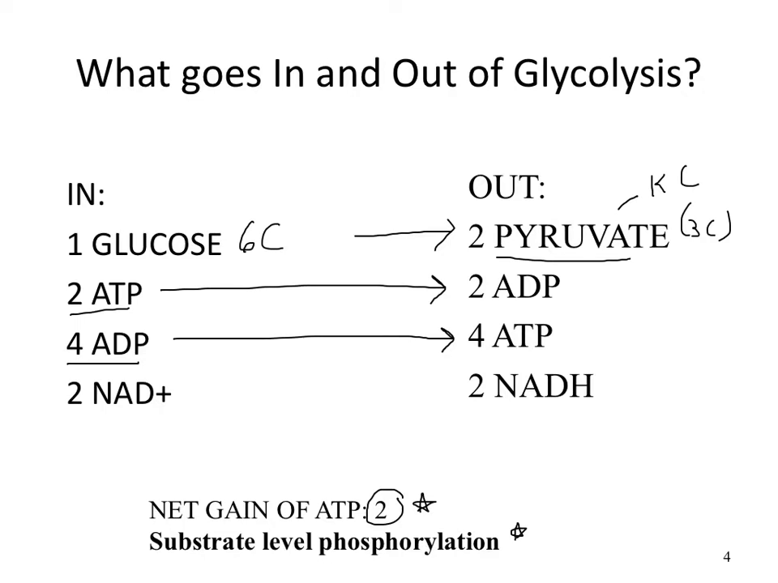2 oxidized NADs go in, 2 reduced NADHs go out. These go off to the electron transport chain. Okay? The ADP would just go off to be used to make ATP at other reactions. For example, they may get recycled through glycolysis again. The ATP go off to do cell work. That's an accounting of what happens during the glycolytic reactions.